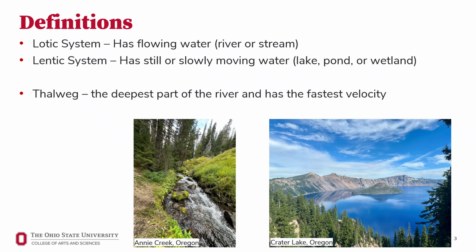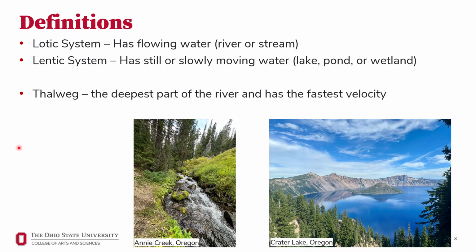A lotic system is one that has flowing water, such as a river or stream, whereas a lentic system has still or slowly moving water, like a lake, pond, or a wetland. I've added two examples from Crater Lake National Park in Oregon. On the left, you see Annie Creek, which has a fast-flowing river as an example of a lotic system. Whereas on the right, you see Crater Lake, which has slowly moving water and is a lentic system.